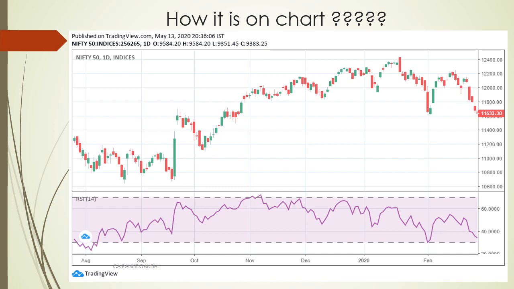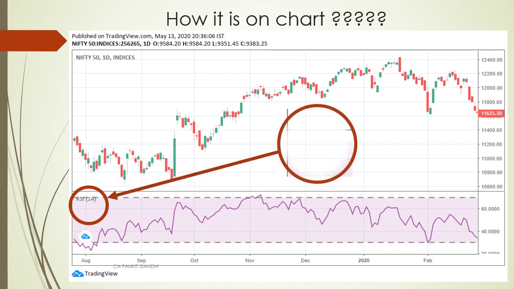This is a Nifty 50 daily index chart with a candlestick pattern on the top and RSI on the bottom. You can see RSI 14 here. 14 is the default time period. I will zoom it for you. It's RSI 14, so this is where RSI can be seen. It can be merged into the candlestick chart also, but that makes it quite complicated. So we'll stick to the bottom. It should be at the bottom itself.